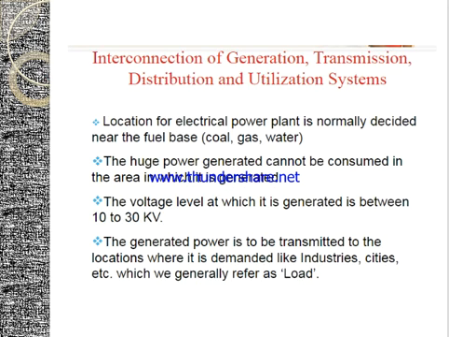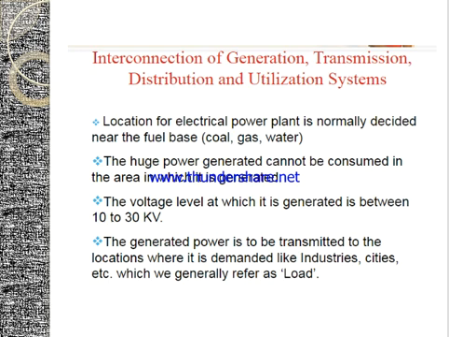Normally, let us start with the process of generation, transmission, distribution and the utilization systems for lecturing about the requirements of a good power system. Here we do have the location of the electric power plant, which is normally decided based upon its fuel base, that is the coal, gas, water availability. Next, the huge power generation cannot be consumed in the area where it is generated. So it has to be transmitted over a long distance by increasing its voltage level. That is, we have to step up the electricity.